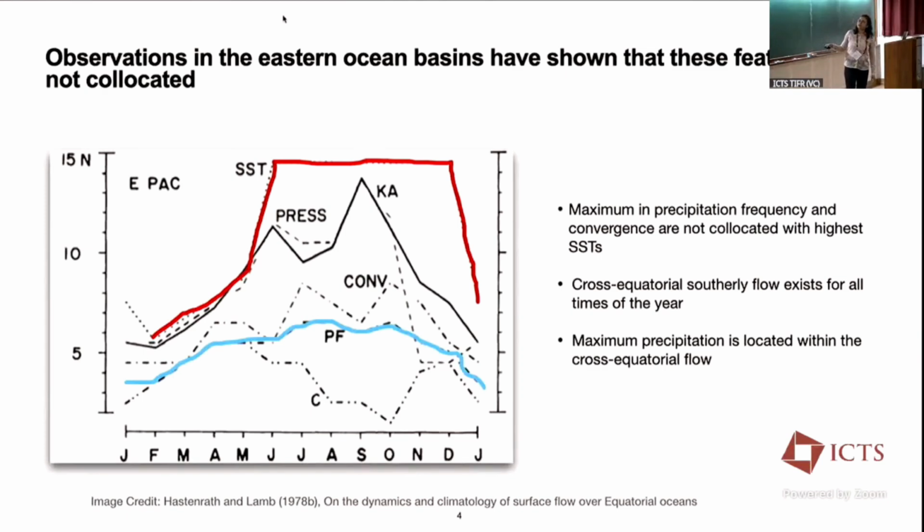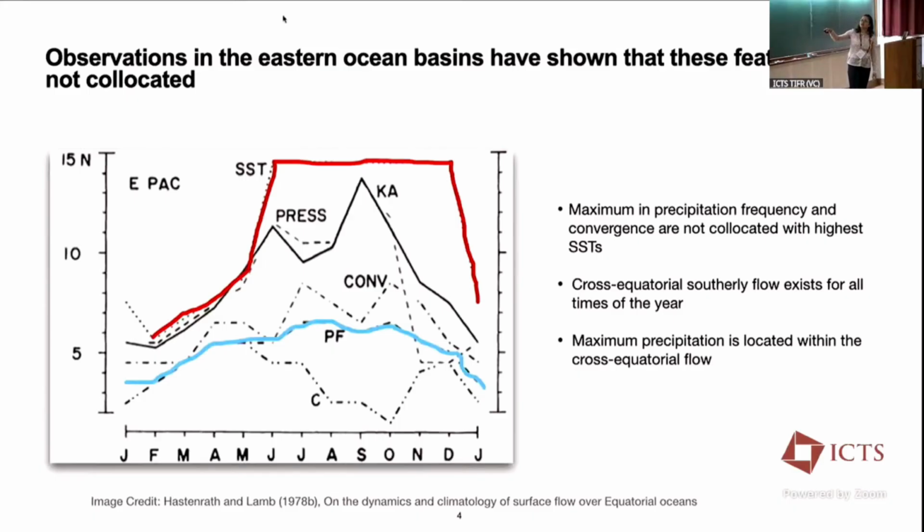And the solid lines, I've indicated sea surface temperature by red because it's hot, and precipitation by blue because it's water. And the meeting point of the trades is given by the solid black line. And you'd see that in the Eastern Ocean basins, this picture of the trade winds coming in, there being high SSTs, and leading to precipitation kind of breaks down.